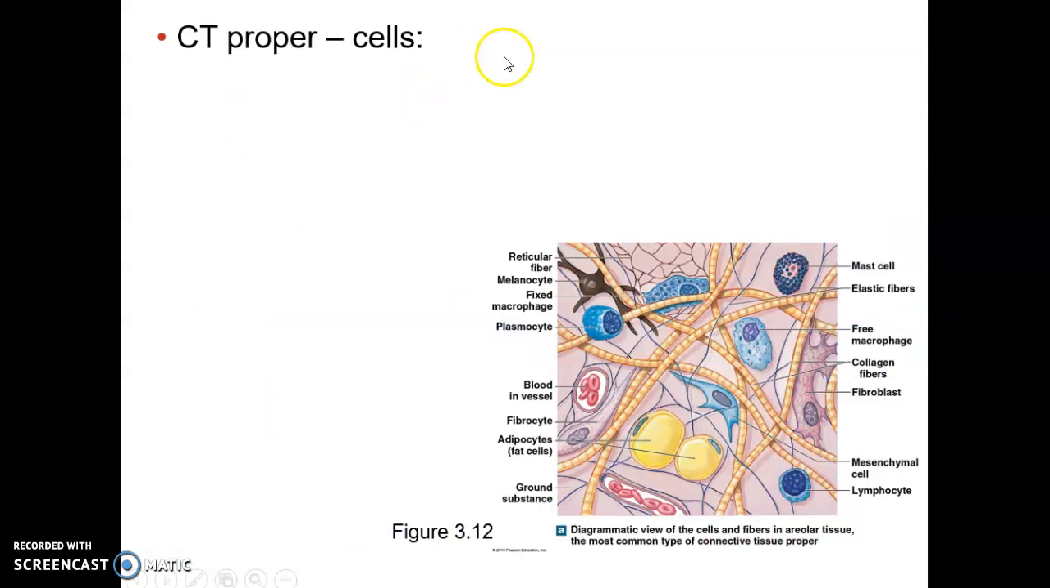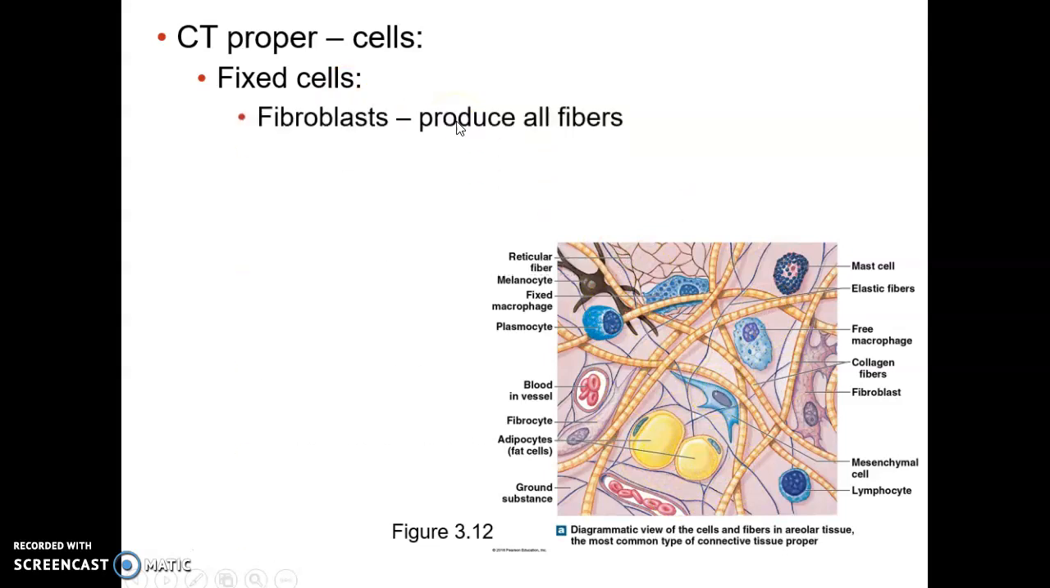So first, let's talk about the connective tissue proper cells. There are cells that are found in residence. In other words, they're always there. So these are the fixed cells. Fibroblasts that produce fibers. Where is it? Oh, here we go. Fibroblasts, okay? So this cell is producing fibers, extracellular fibers.